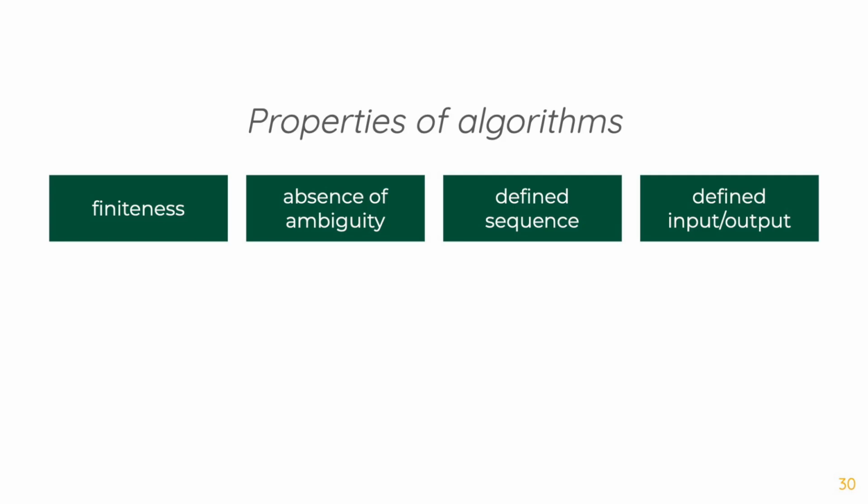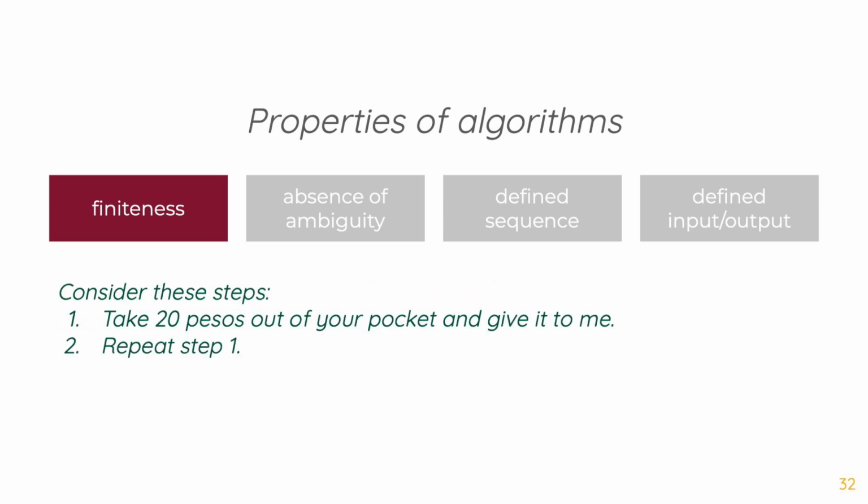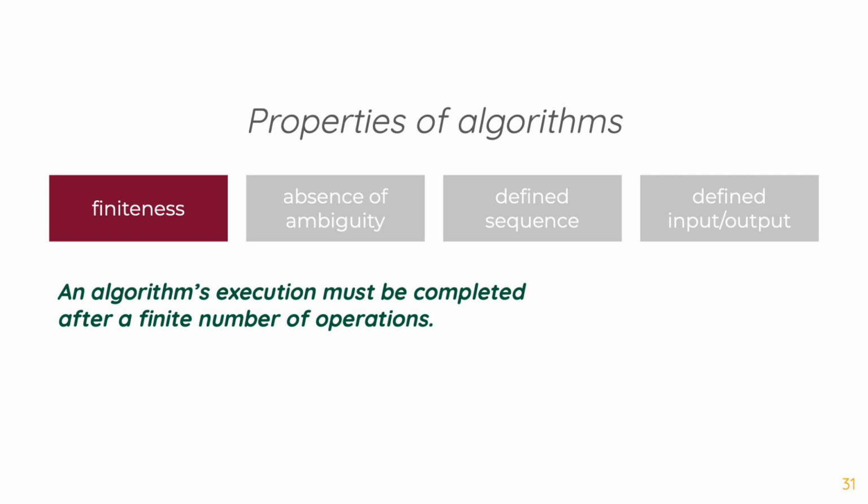Algorithms have the following properties. Finiteness. An algorithm must be completed after a finite number of operations. Consider the following steps. Take 20 pesos out of your pocket and give it to me, then repeat step 1. The problem with this is it does not have a step that specifies when you will stop taking out 20 pesos from your pocket and giving it to me. An algorithm must have a step that will specify when it will terminate. In our example earlier, we will stop guessing the square root when guess times guess is close enough to x.